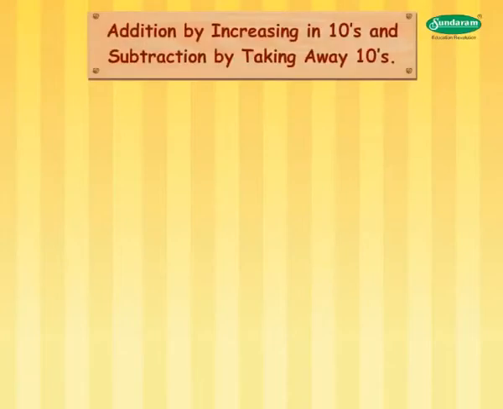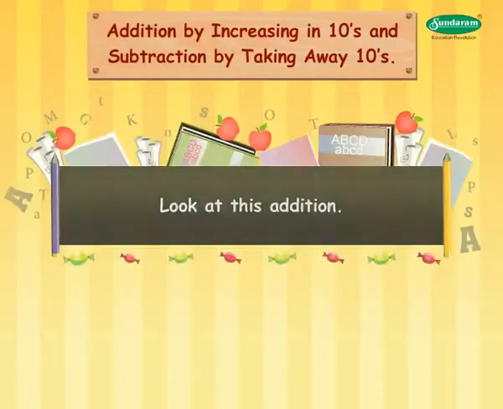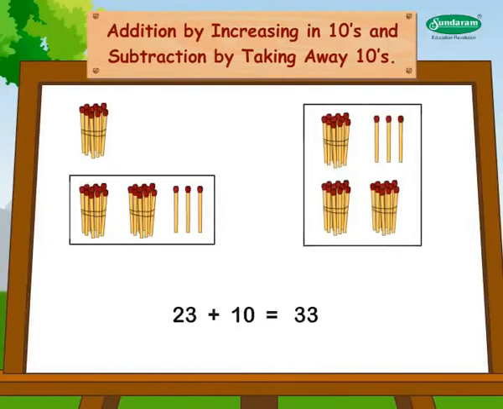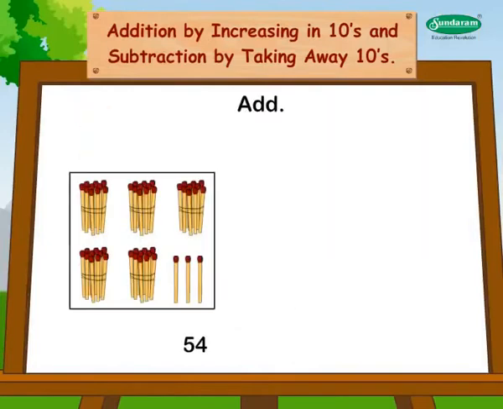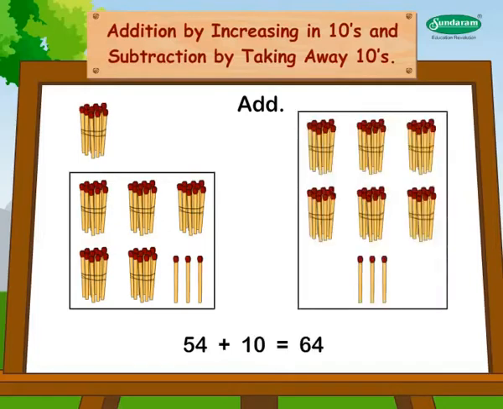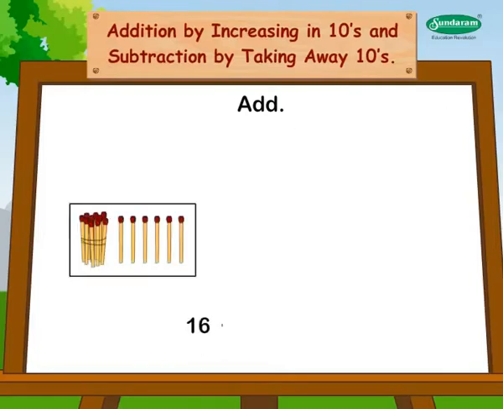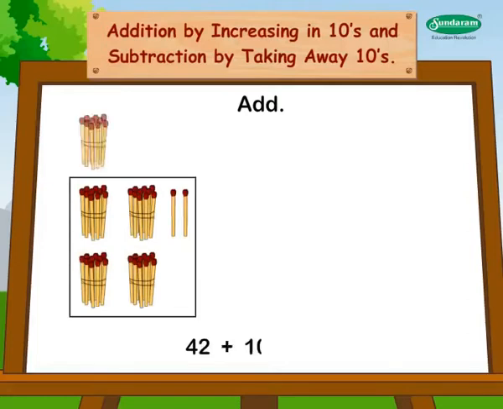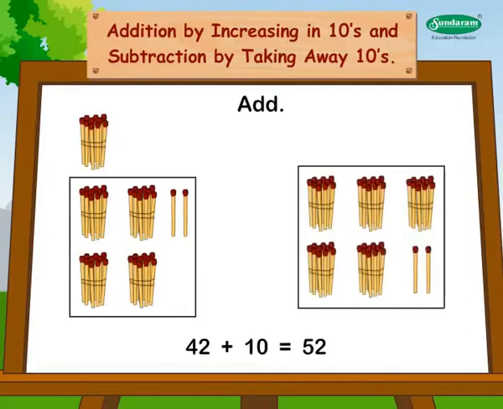Addition by increasing in tens and subtracting by taking away tens. Look at this addition. 23 plus 10 equals 33. Add 54 plus 10 equals 64. 16 plus 10 equals 26. 42 plus 10 equals 52.